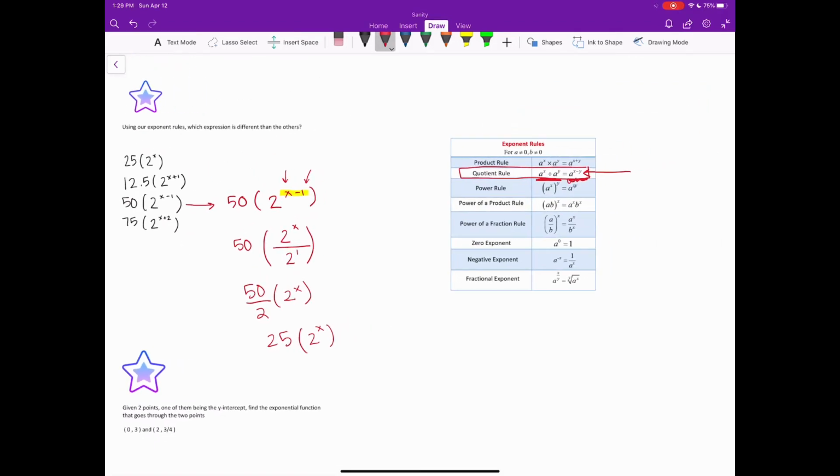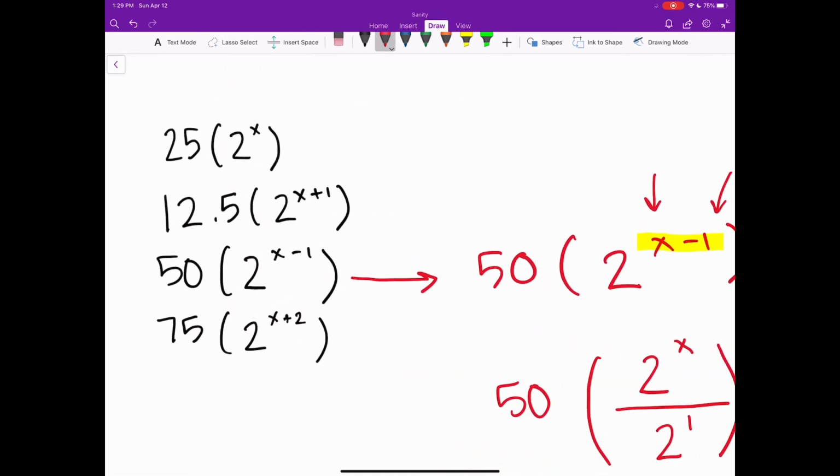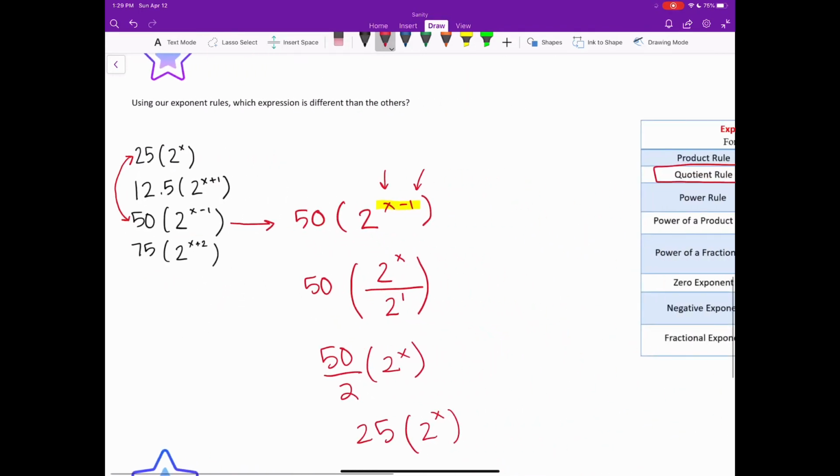Hey, does that look similar to anything else? Yes, it does. Over here, I've just connected these two. All right. So now I know that these two are the same. Show me that either this one doesn't work or that this one doesn't work. All right. That they're not the same as the other ones. Use your exponent rules.